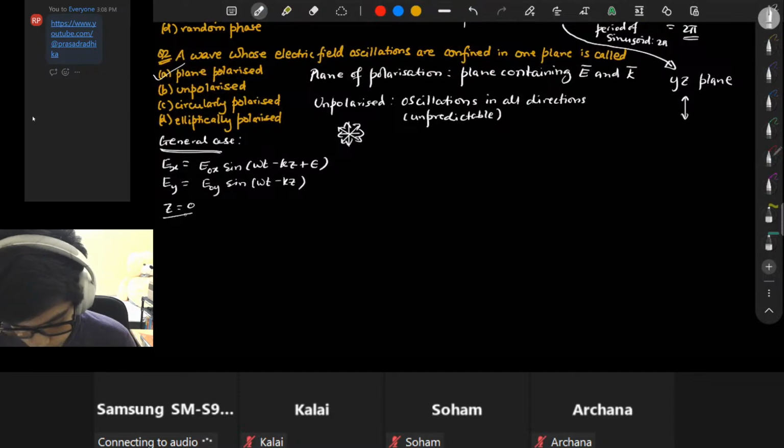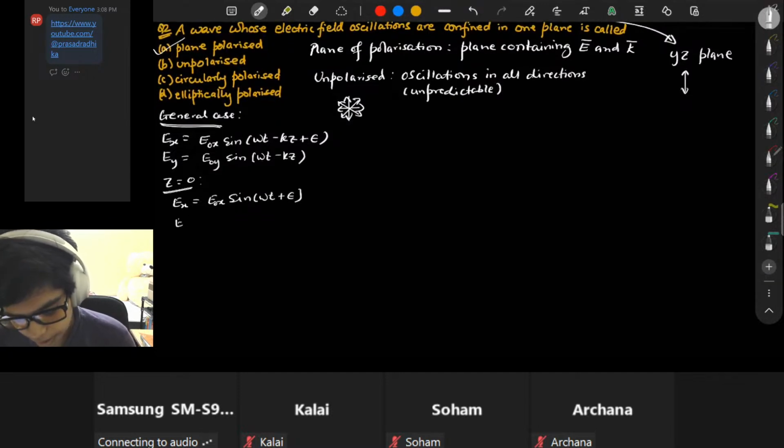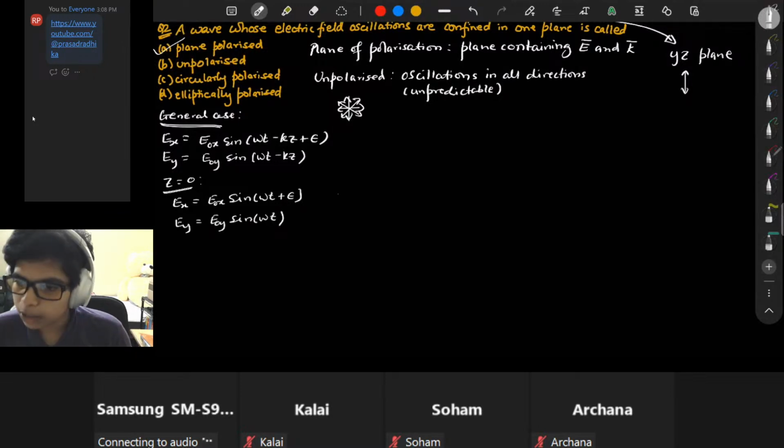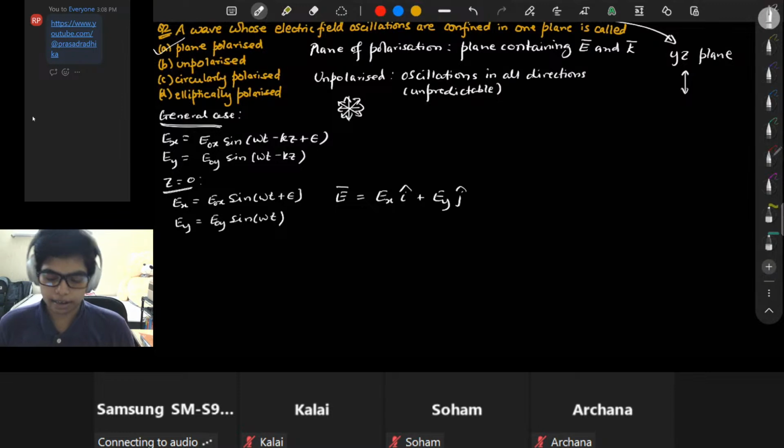So at z equal to 0, what we have is Ex equals E naught x sine(omega t plus epsilon), and Ey equals E naught y sine omega t, simply sine omega t. And my total electric field, which is a vector, is simply Ex along the i cap direction plus Ey along the j cap direction.